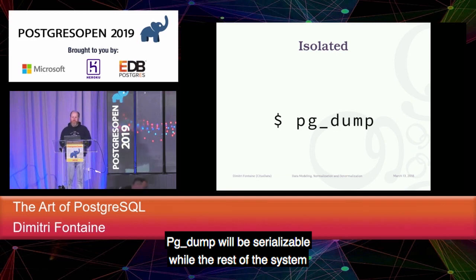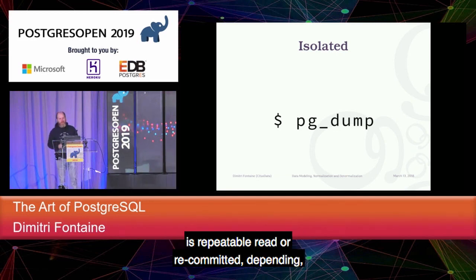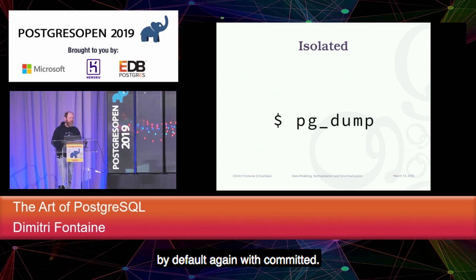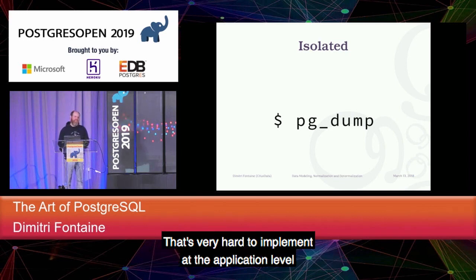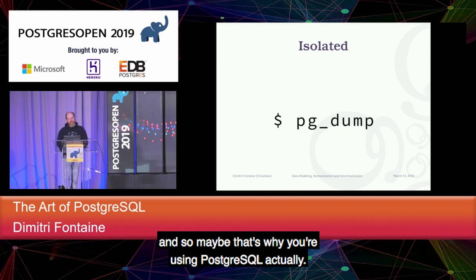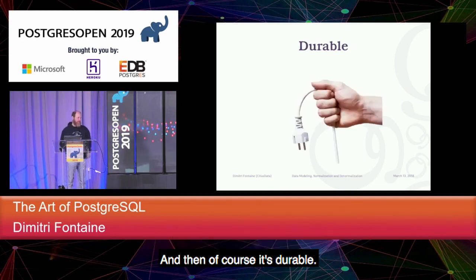pg_dump will be serializable, while the rest of the system is repeatable read or read committed, depending. By default, again, read committed. So that's the isolation. So you see that's very important. That's very hard to implement at the application level. And so maybe that's why you're using PostgreSQL, actually. And then, of course, it's durable.